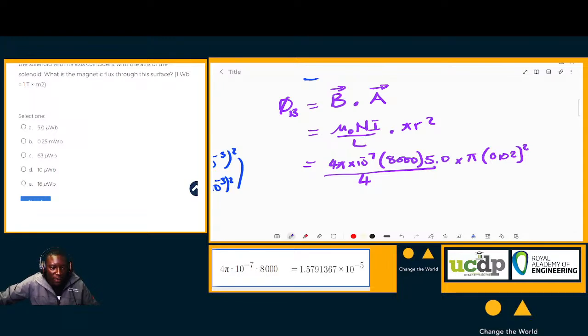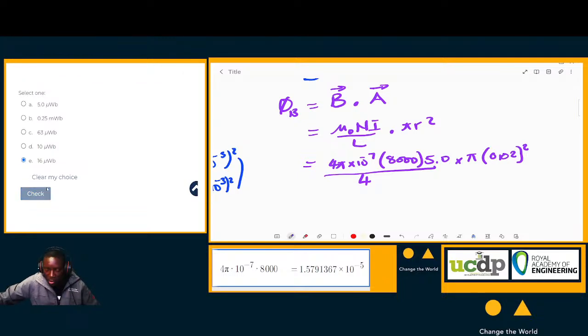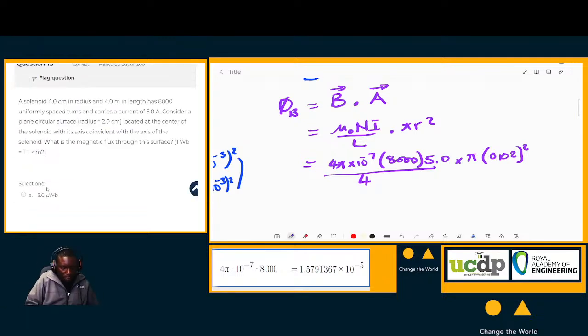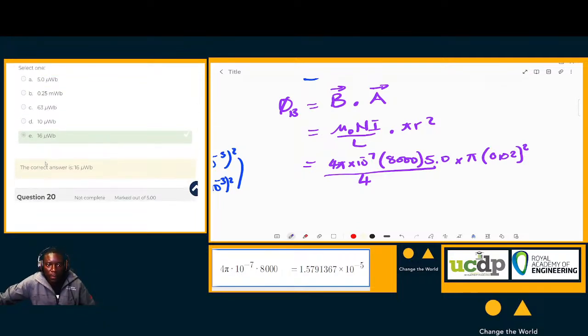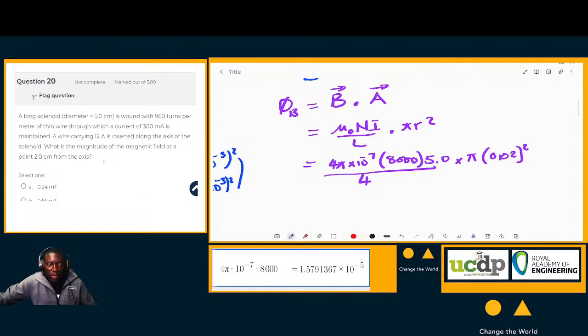1.58 10 to the minus 5. Do we have anything closer to that? So that's 16, roughly that would be 16 micro. So if we take to 2 significant figures, that would be 1.6 10 to the minus 5, which is 16 micro Webers. So the 16 micro should be correct. Okay. So we proceed to question 20.